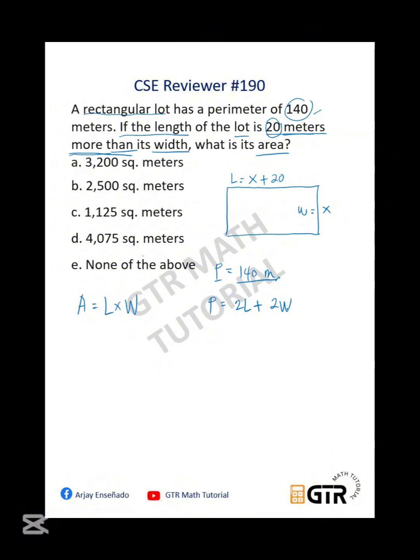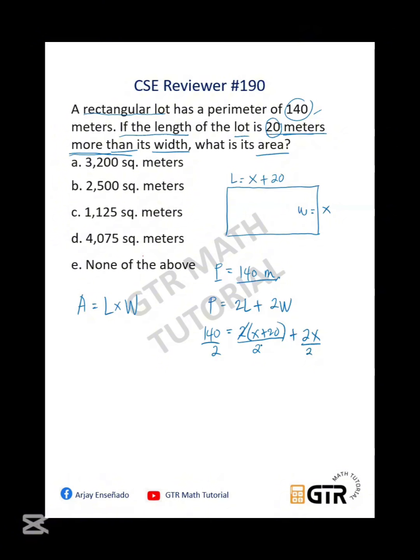P equals 2L plus 2W. So we have P is equal to 140 equals 2 times L. The value of L is x plus 20. And then we have 2W. So W is x. So we have 2x. So we can solve for x. We can distribute 2 or we can divide first by 2 since all are divisible by 2. We have 140 equals 2 times x plus 20 plus 2x. So divide all terms, or divide both sides by 2.